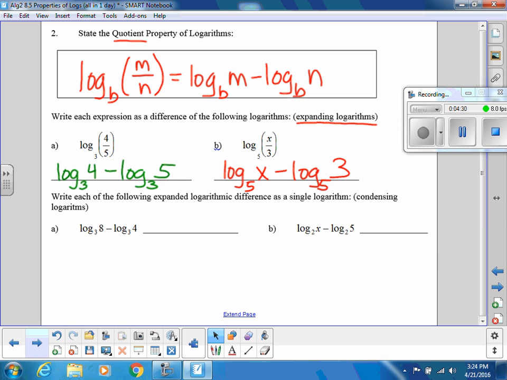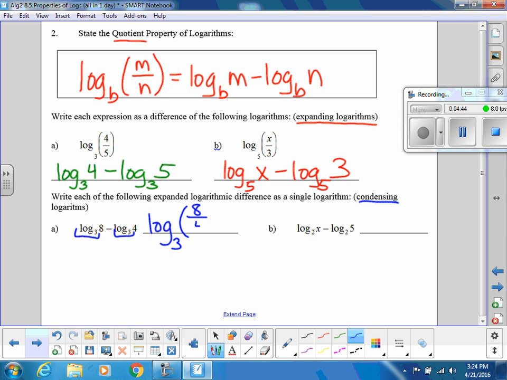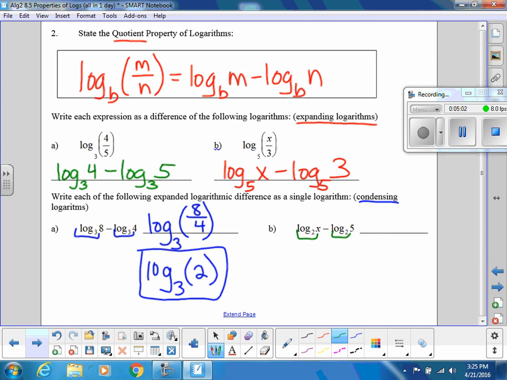I could also condense using the quotient property. So if I notice again that I have the same base and these things are subtracted, then I can write that as one single log, log base 3, and then inside that single log, the 8 and the 4 will be divided. And 8 divided by 4 is just 2, so I can simplify that even further. So I'm going to write that this is log base 3 of 2. Over here, I have the same base, log base 2. So I'm going to write this as a single log base 2.